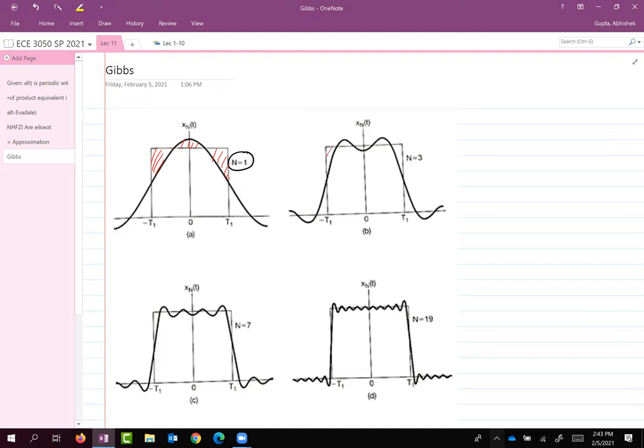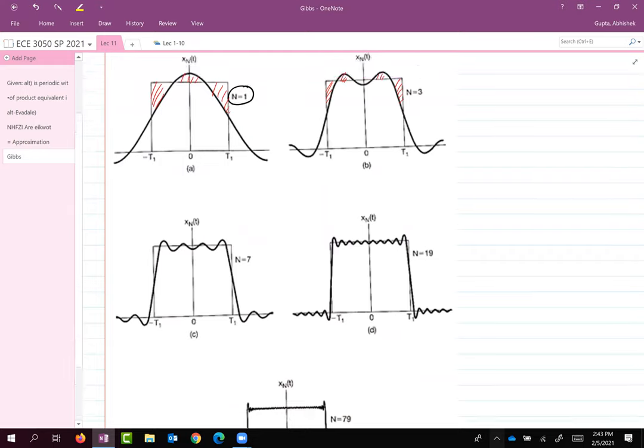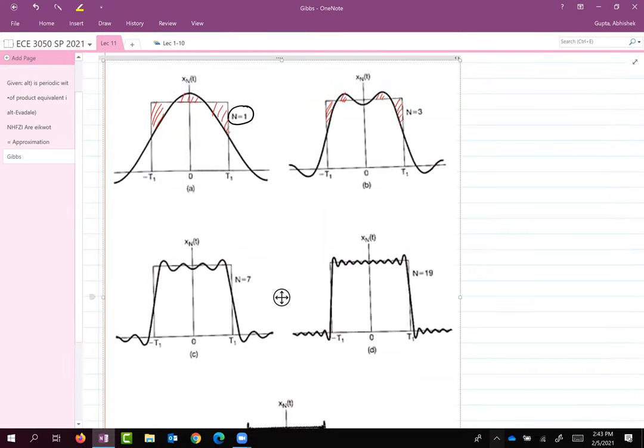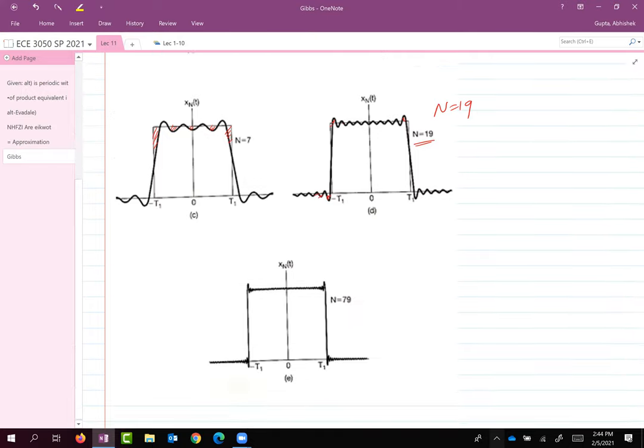This is N equals 3. And you see the error here, which is slightly smaller than the case when N is equal to 1. Then N equals 7 is right here. As you can see, the error is much smaller in comparison to N equals 3. And this is N equals 19. And, you know, it's almost imperceptible. There are some small errors, but more or less it follows that rectangular wave function.